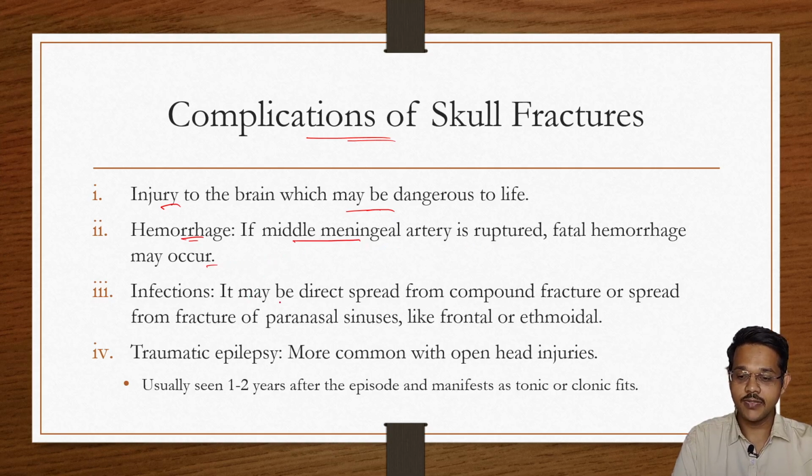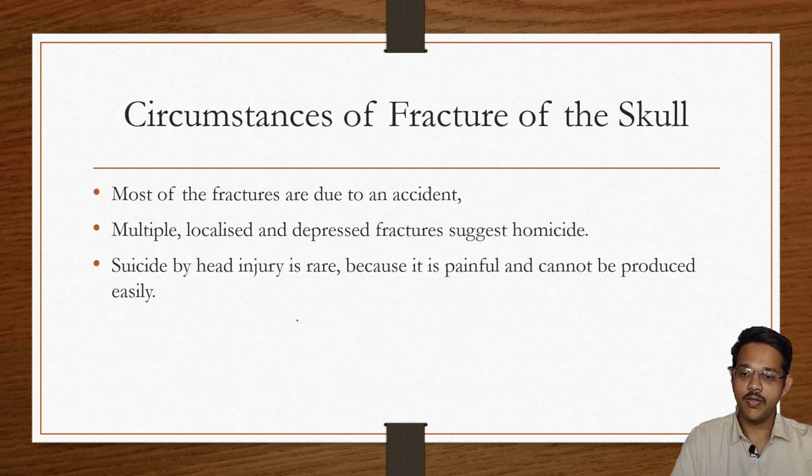Then there are infections. They may occur because of direct spread from compound fractures, or spread from fractures of the frontal or ethmoidal sinuses. It may spread to the brain. Then traumatic epilepsy, which is more common with open head injuries, usually seen one to two years after the episode and manifests as clinical fits. So the main complications are injury to the brain, infection of the brain, hemorrhage, and epileptic episodes, mainly seen after some days of head injuries.